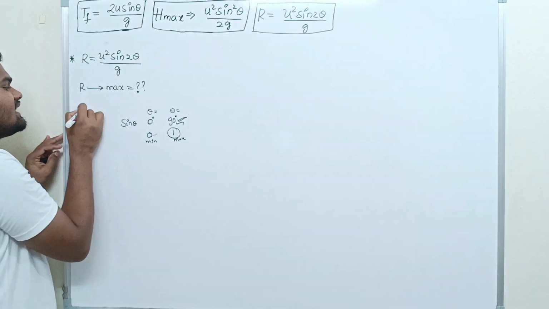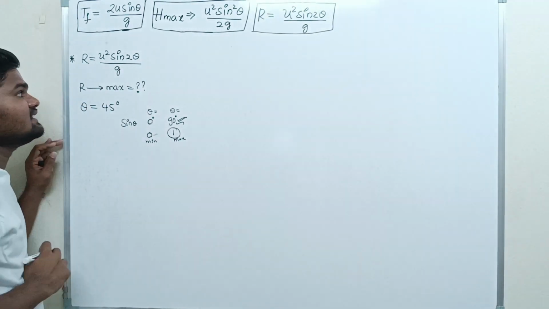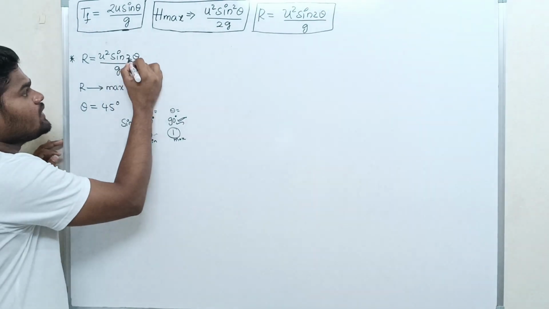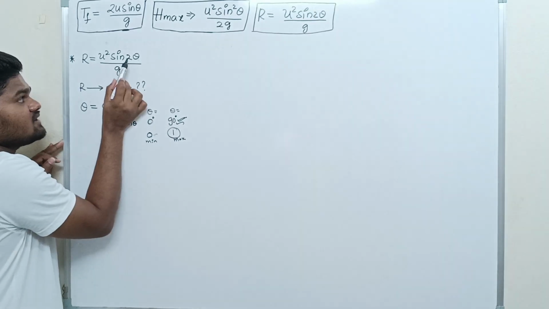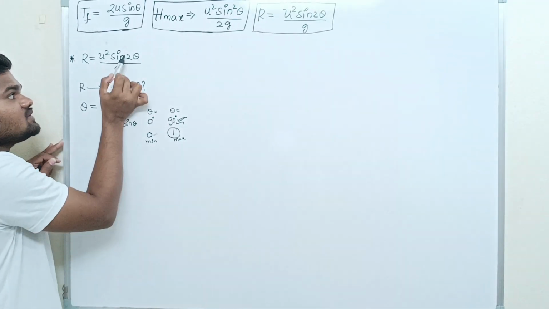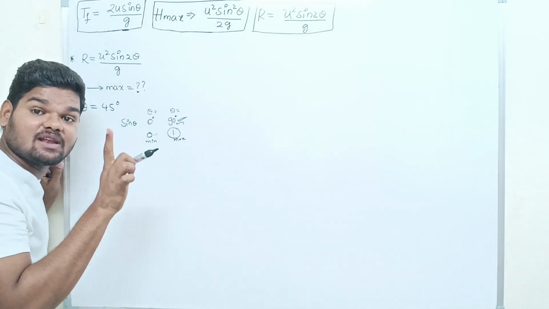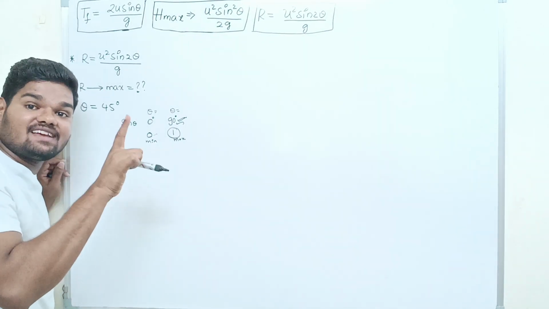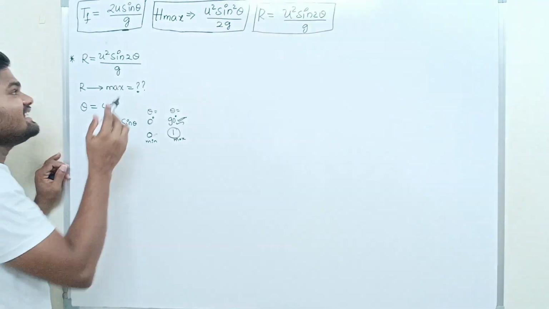90 degrees. Have a look. If I substitute theta equal to 45 degrees, then it becomes 2 into 45. Theta is 45, and here 2 is there, so 2 into 45 is equal to 90 degrees. So what is the sine 90 value? 1. So 1 is the maximum value of the sine function at 90 degrees.